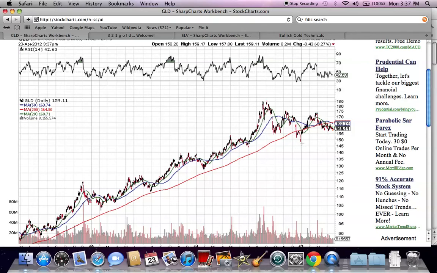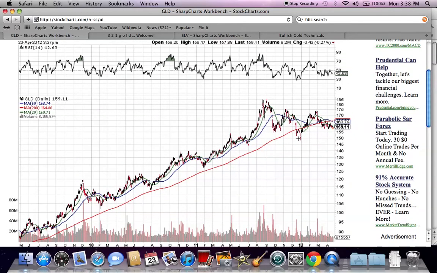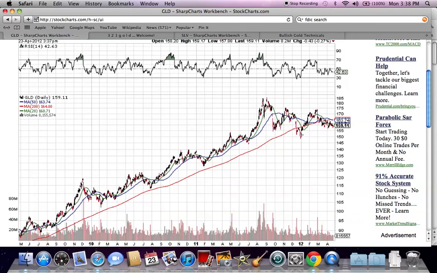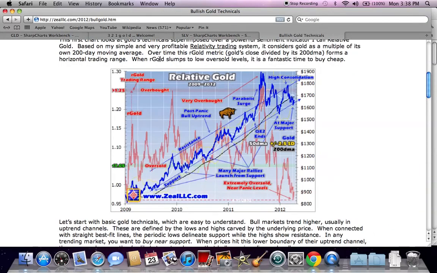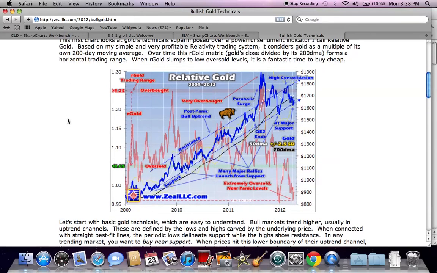The lowest it'll probably go is $1,500 an ounce, which was the low back at the end of 2011. If you want some more investment advice on gold, I'm probably not the best as far as gold. I'm more of an equities type guy, a guy who picks stocks. So as far as gold, Zeal LLC is a great resource.